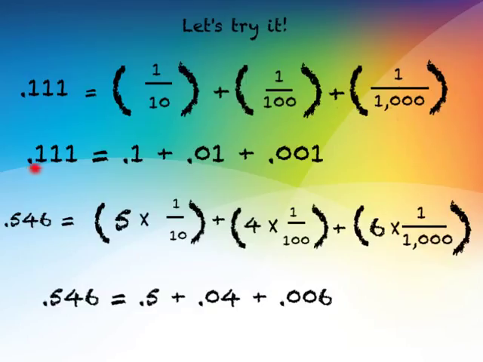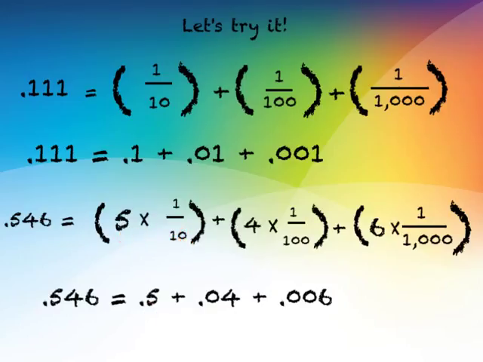Or 111 thousandths equals 0.1 plus 0.01 plus 0.001, or 1/10 plus 1/100th plus 1/1000th. Easy. If the numbers are not 1, then to figure out what the value of this 0.5 is, we have to do 5 times 1/10. That would equal 5/10, which is right down here.